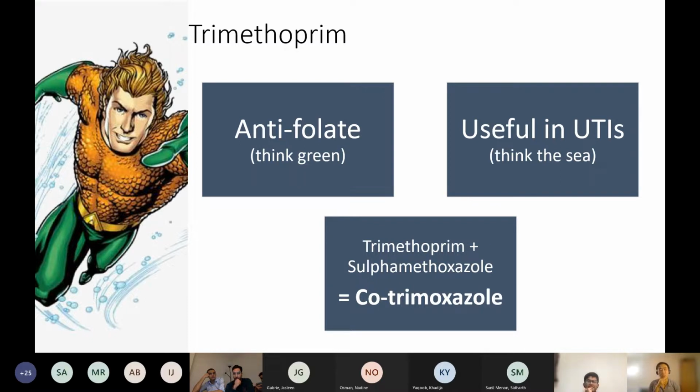It's a less common cause of pneumonia. It's more of a fungal cause.